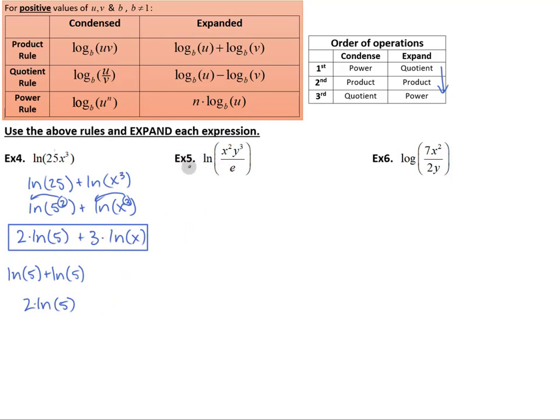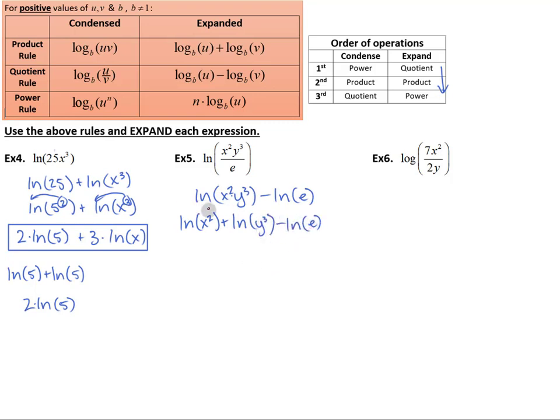Okay, let's try our next one, example 5. First, look for quotient rule, and we absolutely have division. Let's separate them as 2 logs being subtracted. So the natural log of the top, x squared y cubed, minus the natural log of the bottom, which is the number e. Next is the product rule, and we do have some things held with multiplication, and we can separate those as 2 logs being added together, minus the natural log of e.